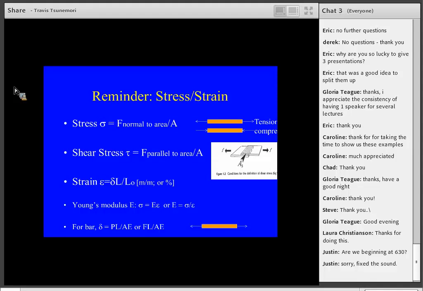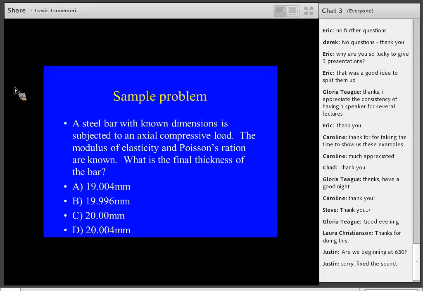So remember, this is what we saw previously on the stress strain. Stress is just force per area. It's just that you have to define what is that area. And again, similar with strain. Strain is just delta L divided by L0, but you need to know what are those changes. So let's do some examples.